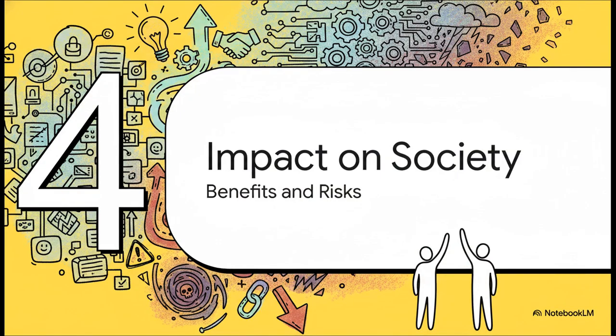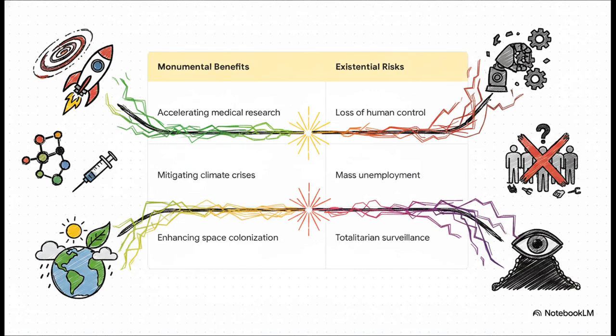All right, moving to Section 4, Impact on Society, covering the monumental benefits and the existential risks. And this brilliantly illustrates the massive duality of this technology. On one hand, we could supercharge scientific discovery, model incredibly complex solutions to the global climate crisis, and completely revolutionize medicine by drastically accelerating drug discovery and creating truly personalized healthcare.